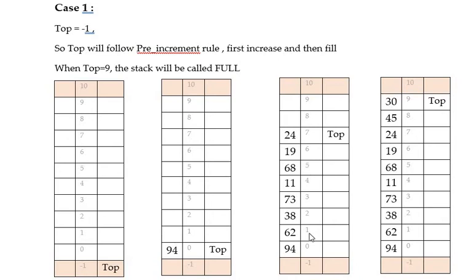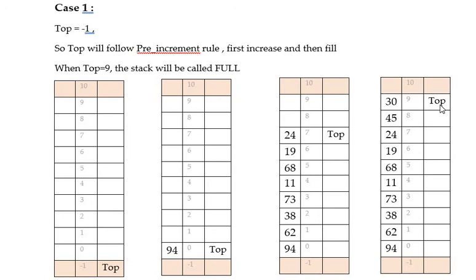So 62 came in after top was made 1. In this way, once again increase top and then fill in, increase top and then fill in. At this point, I can see in the third table, top is at 7 and the element has been entered. Now if I want to enter one more element, I will first increase top and then I will enter. And then one more element, that means I will increase top and then I will enter. In this way, when top reaches 9, there will be full house for the stack.